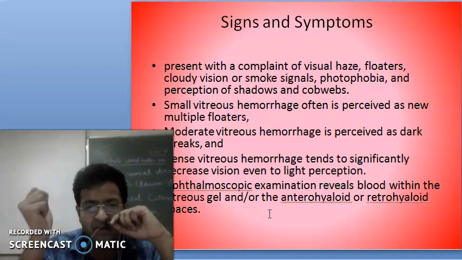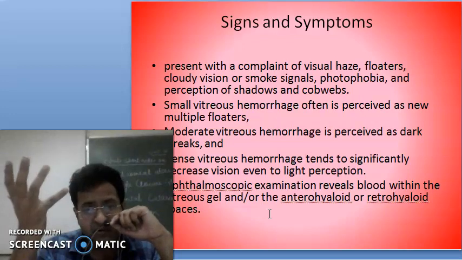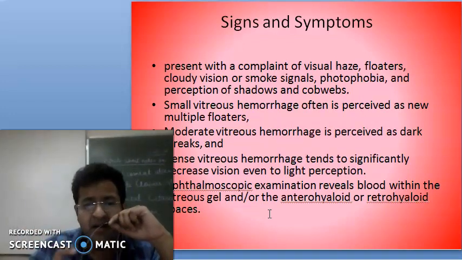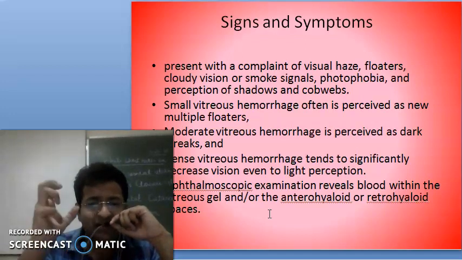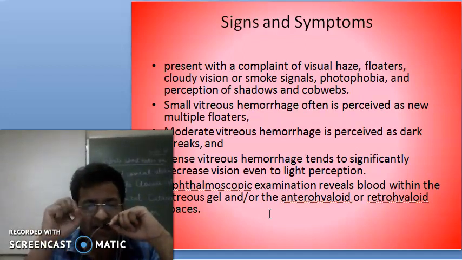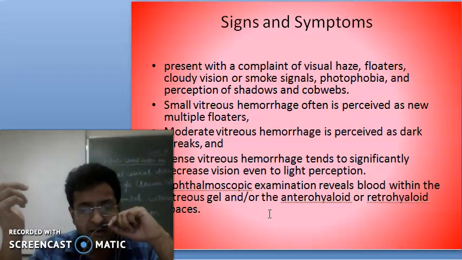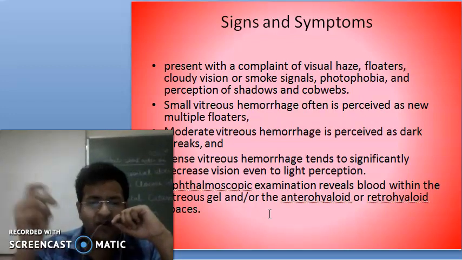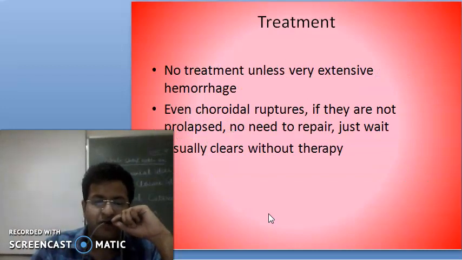Small vitreous hemorrhage often is perceived as new multiple floaters. Moderate vitreous hemorrhage is usually perceived as dark streaks. Dense vitreous hemorrhage tends to significantly decrease the vision, even to light perception, and we have to evaluate ophthalmoscopically to see the blood within the vitreous gel or the anterohyaloid or retrohyaloid spaces. What is the treatment of vitreous hemorrhage? No treatment is given unless there is a very extensive hemorrhage.